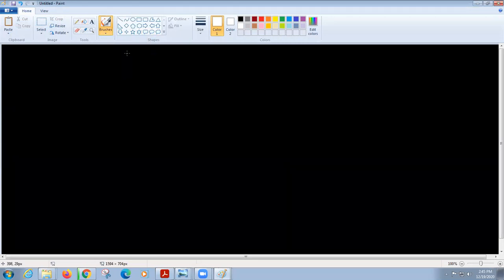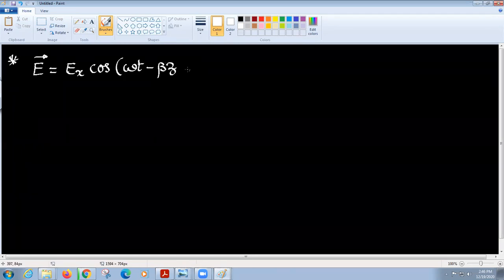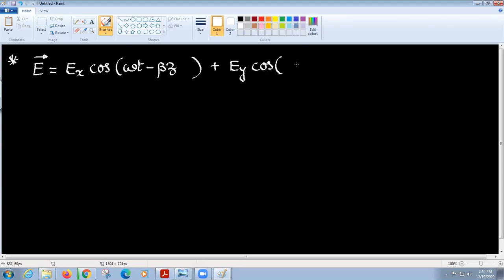So the orientation of the electric field on the transverse plane is what you call polarization. That's what you understood. Okay, let me take one simple example. Say I have my electric field and I have two components, say Ex cos(omega t minus beta z), and one more component, Ey cos(omega t minus beta z plus phi). So let's take two components like this.